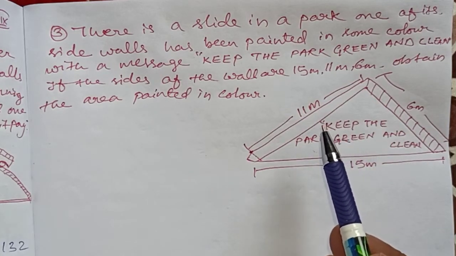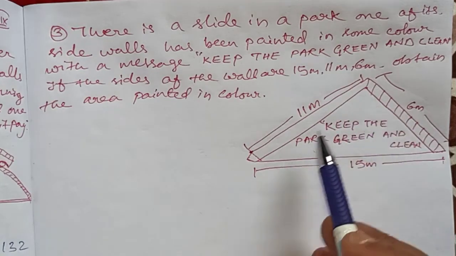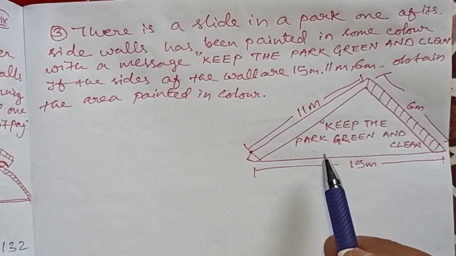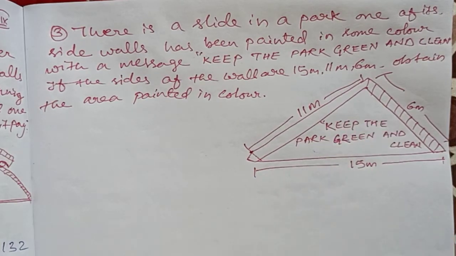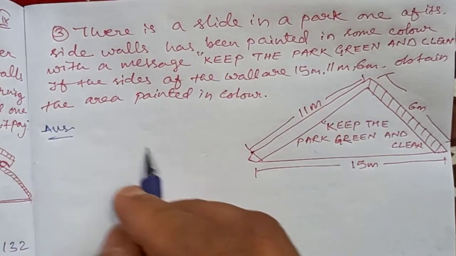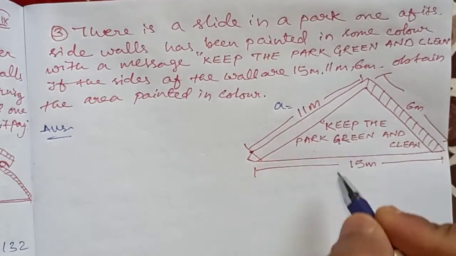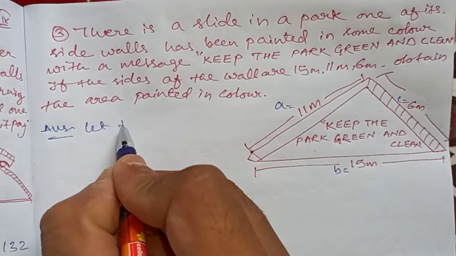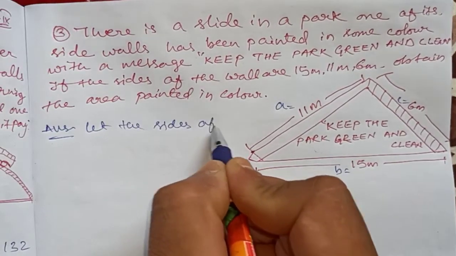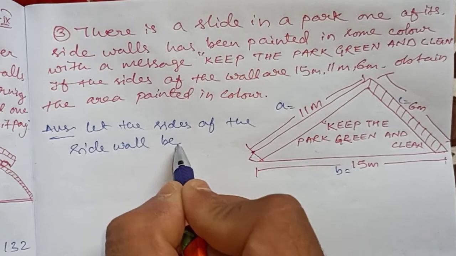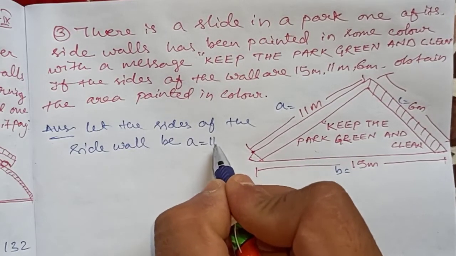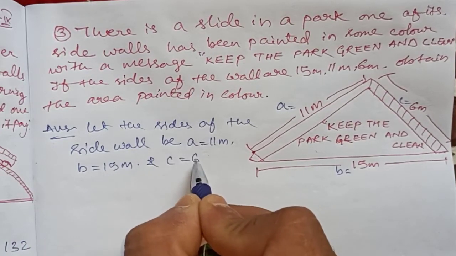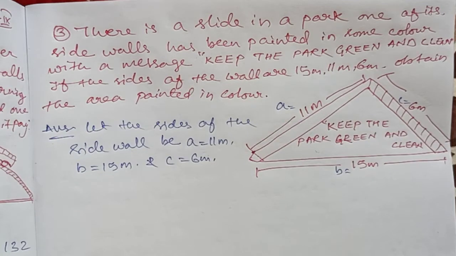Okay, so we have to find out how much paint will be used to paint this triangular slide. First of all we have to calculate the area, then we can say how much area is to be painted. So the sides we will take as A equals 11 meter, B equals 15 meter and C equals 6 meter. Okay, so these are the sides of the side wall.